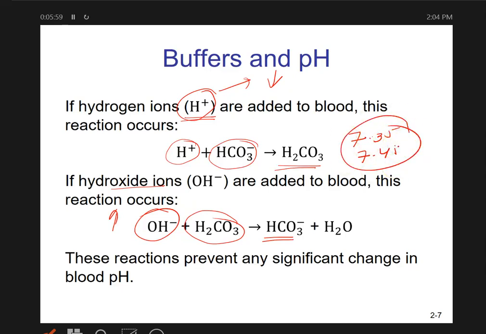If it goes beyond this, you know very well that all the proteins in the blood are going to denature, and therefore the blood will lose its function.